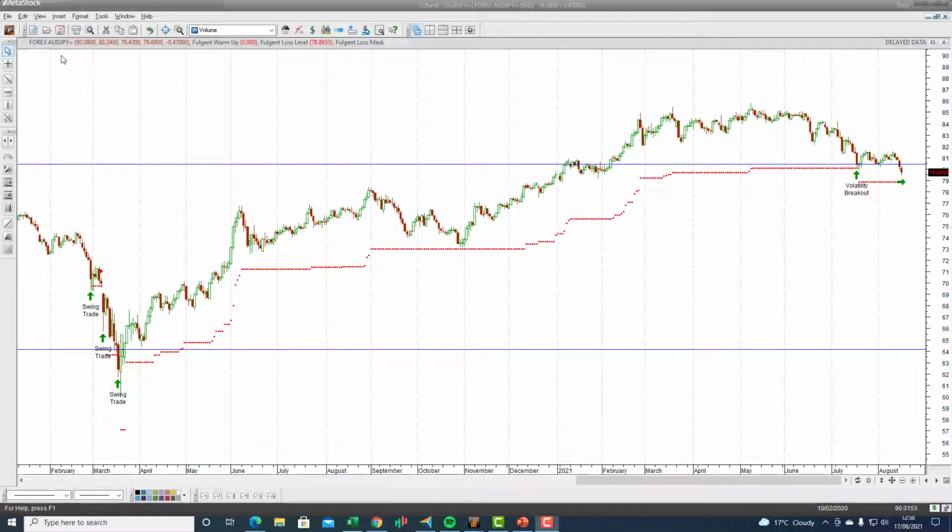Australian dollar, Japanese yen is next. We've got the volatility breakout signal here. The trading stops already put in by the system. The AI generates its own trading stop, 78.8653. And then these old highs would be your profit targets in this case.